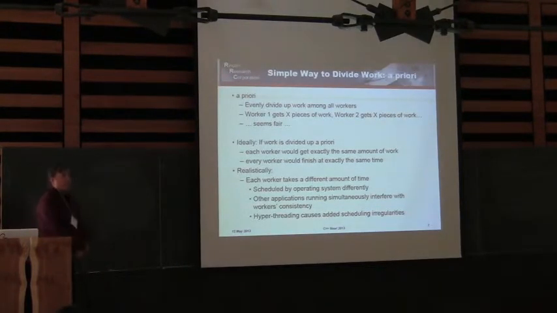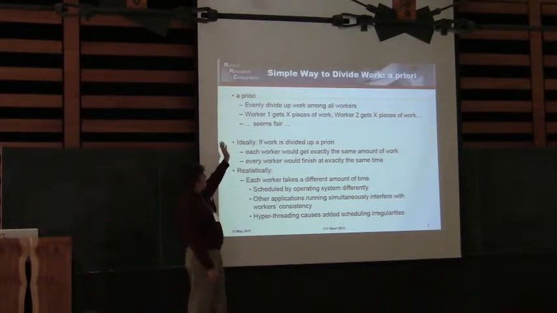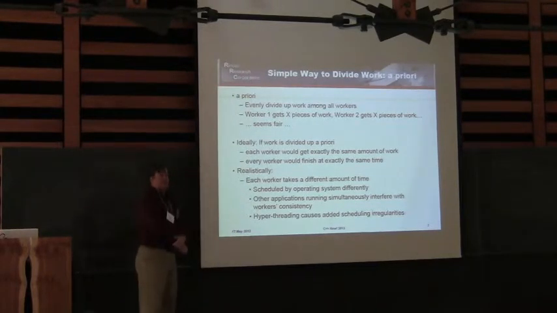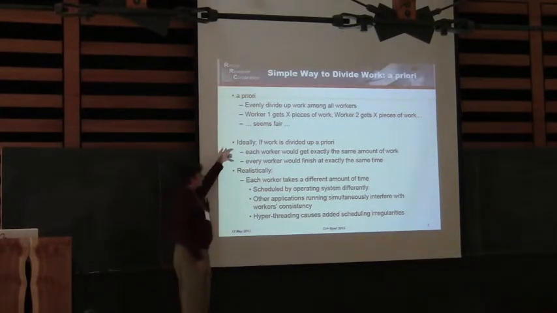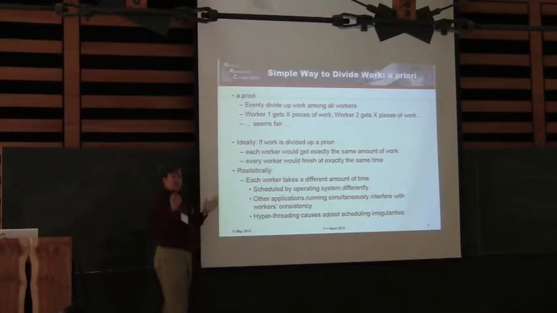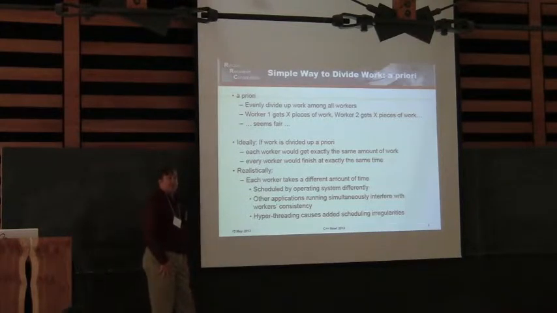Okay, so this is a simple way to divide the work. It made sense at the time we were doing this. Worker 1, or thread 1, gets X pieces of work, worker 2 gets X pieces of work, and so on, and it seems like a fair way to go. So ideally, if your work is divided up a priori, each worker is going to get the same amount of work, and each worker will finish at about the same time. Realistically, what we saw in Josh's office is that each worker takes a different amount of time.